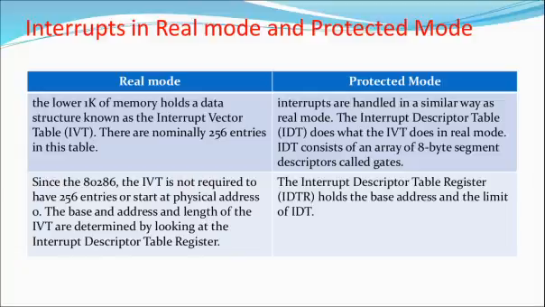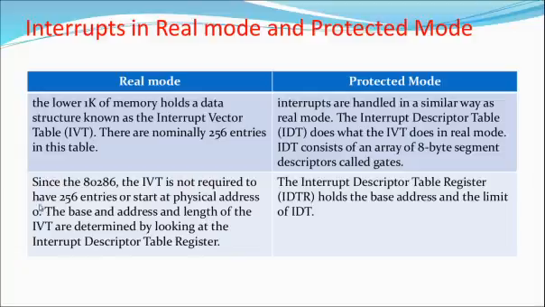In protected mode, we have an interrupt descriptor table, called the IDT, which works similar to the IVT. IVT is the interrupt vector table in real mode, and IDT is the interrupt descriptor table in protected mode. IDT consists of an array of 8 byte segment descriptors called a gate. So a gate is nothing but a descriptor whose length is 8 bytes. The segment descriptor contains an address, and that address is nothing but a procedure or routine called to handle that interrupt.